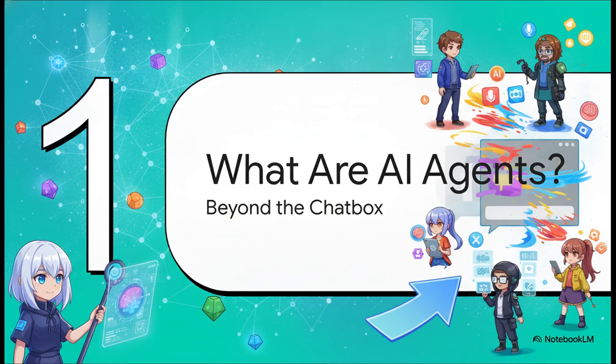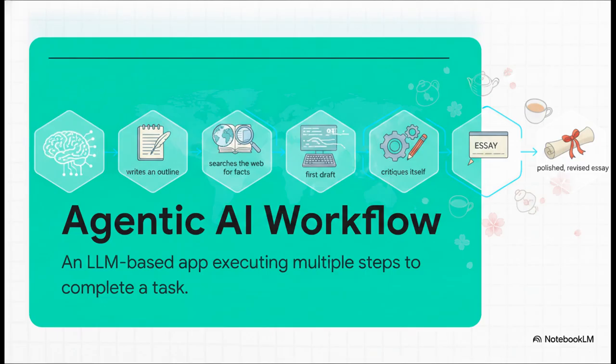What are AI agents and how are we moving beyond that traditional chat box? Okay, so at its core, an agentic AI workflow is basically a process where a large language model doesn't just give you a single static answer, but actually executes multiple steps to get a specific task done. Let's say you ask an AI to write a highly detailed essay on traditional tea ceremonies. Well, instead of just spitting out a draft instantly, an agentic workflow actually pauses. It writes an outline first. Then it realizes, hey, I need more facts. So it goes out and searches the web for history and locations. Then it reads the first draft over, critiques itself, and finally delivers a polished, revised essay. It's a sequence of thoughtful, functional steps.